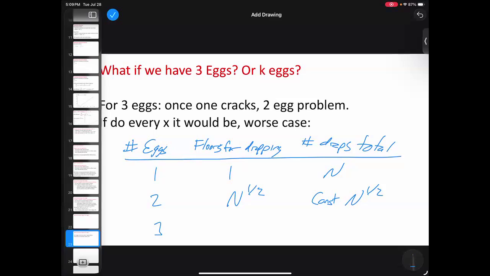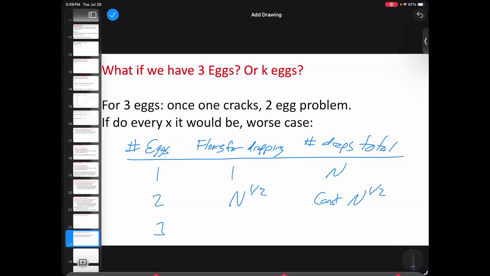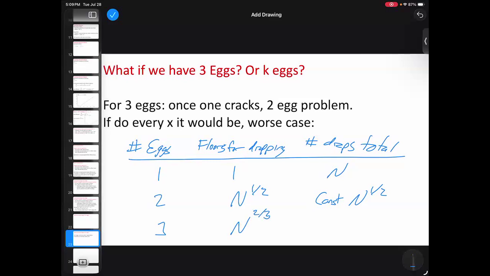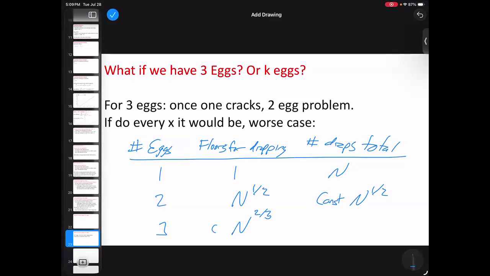And I mean, I'm giving you 3 data points. That's really generous of me. With 3 data points, with 3 eggs, how many floors for dropping? N to the 2/3. And there might have been a constant here. I don't care. And how many drops total?